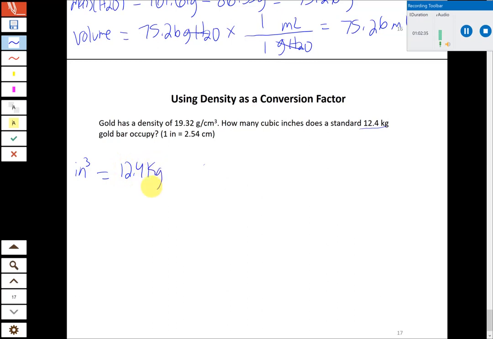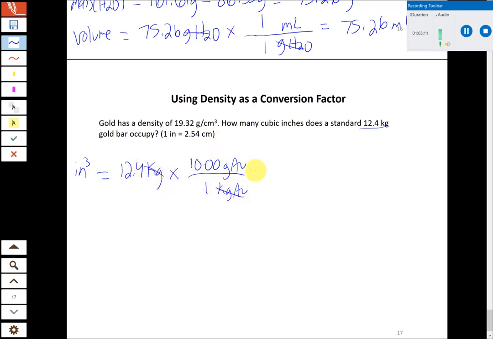We always want to start with a measured quantity, not with a conversion factor. We're going to use a conversion factor later on. So 12.4 kilograms is the measured quantity of gold that we have in this gold bar, and we want to know what's the volume of that. The first thing we notice is that the density is in grams per cubic centimeter, so we have to convert kilograms to grams first. We want grams in the numerator and kilograms in the denominator so that it cancels out, and that's going to be 1,000 grams per kilogram. Remember that kilo, lowercase k, means 1,000. Okay, so that's going to cancel out.